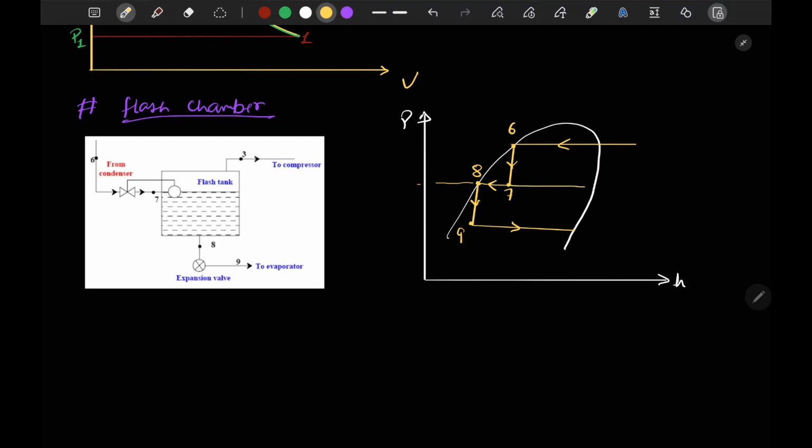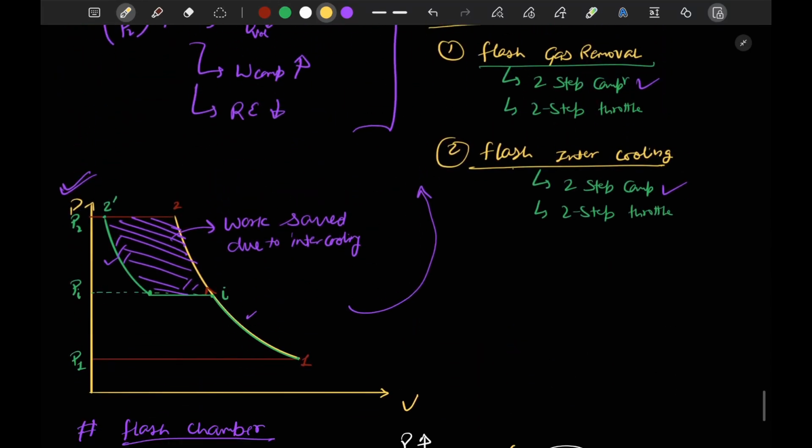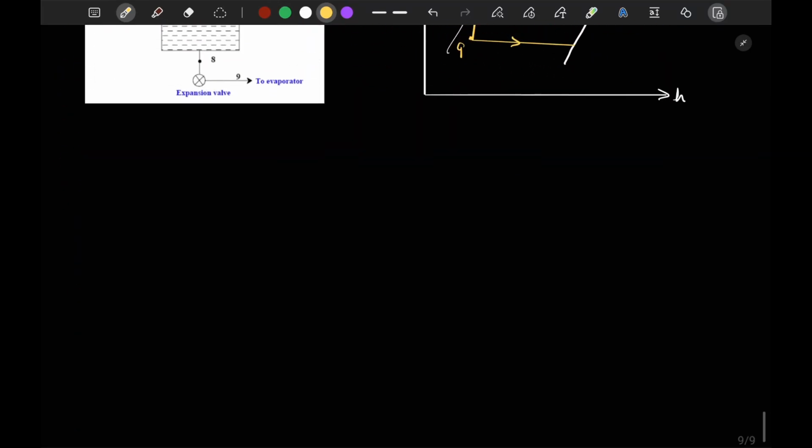that is point 3. So this is our point 3, that is at the same pressure, it is in vapor phase. So this is represented by point 3, and at point 3 it will be connected to our compressor, at this pressure 3 only. Now we will be moving on, and first we will see our flash gas removal.